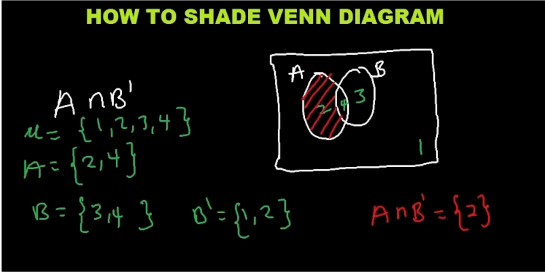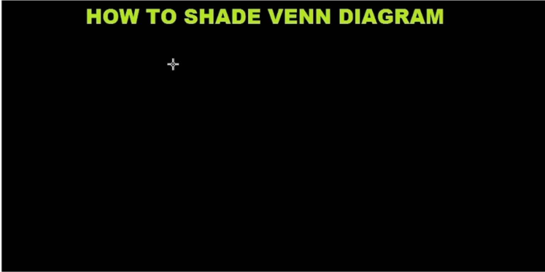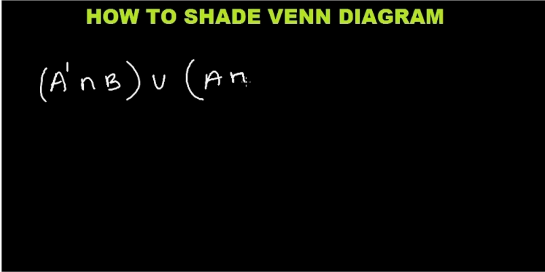I'll give you one more example on 2 sets, and then we can go to how to shade 3 sets. Okay, let's see when we have to do something like this. Let me give something complex. If you have A and B, and you have to do A complement intersection B union A intersection B complement, how will you shade this one? Still the same thing. There's nothing added there.